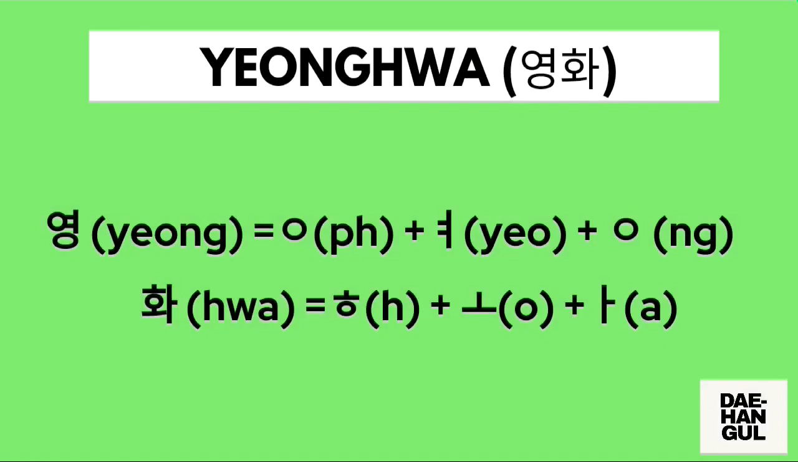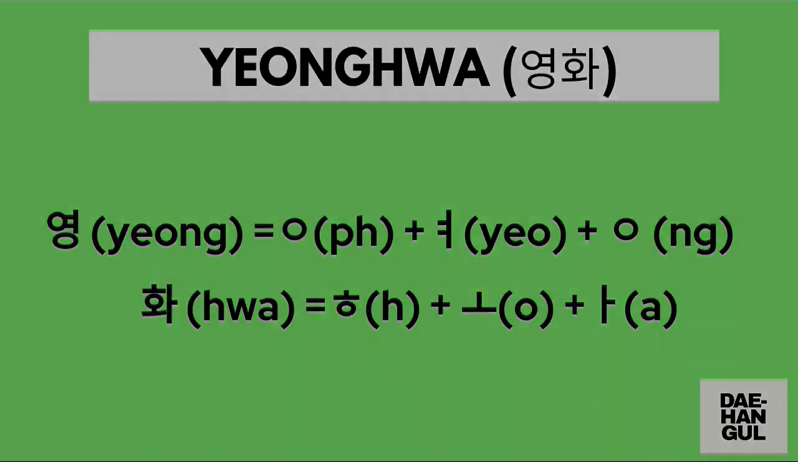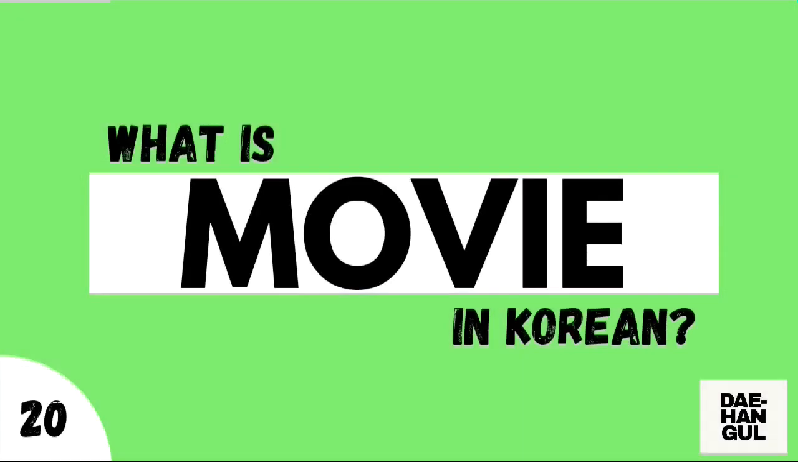Let's start with the first syllable, yeong. First, we need to draw a no-sound ing character, followed by the ya character, followed by an ing character. The second syllable, hwa, we need to draw first a hiu character, followed by the o character, followed by an a character. And then we just have to combine this to form the Hangul of 영화. Now, you already know what is movie in Korean.